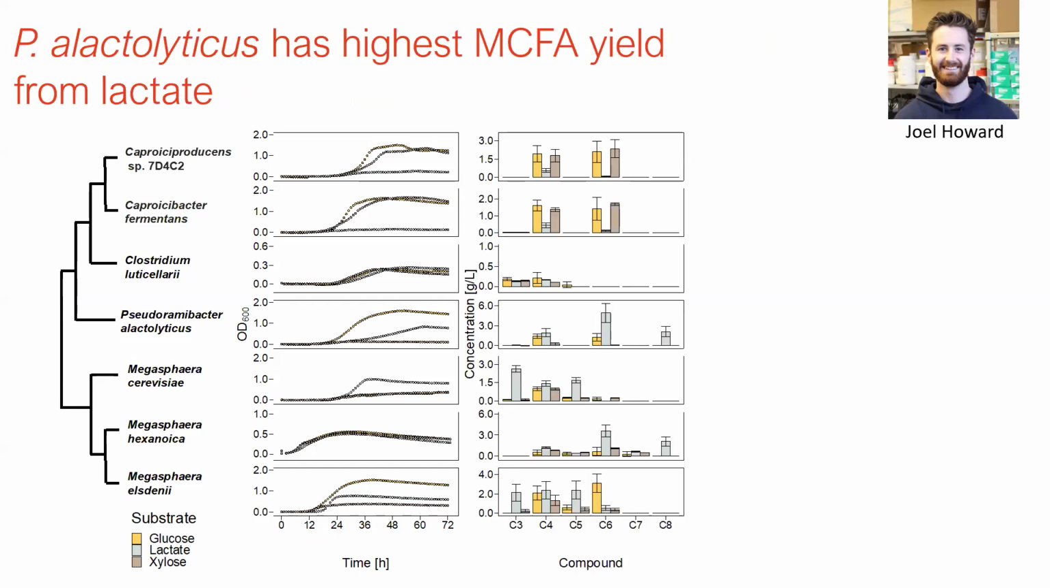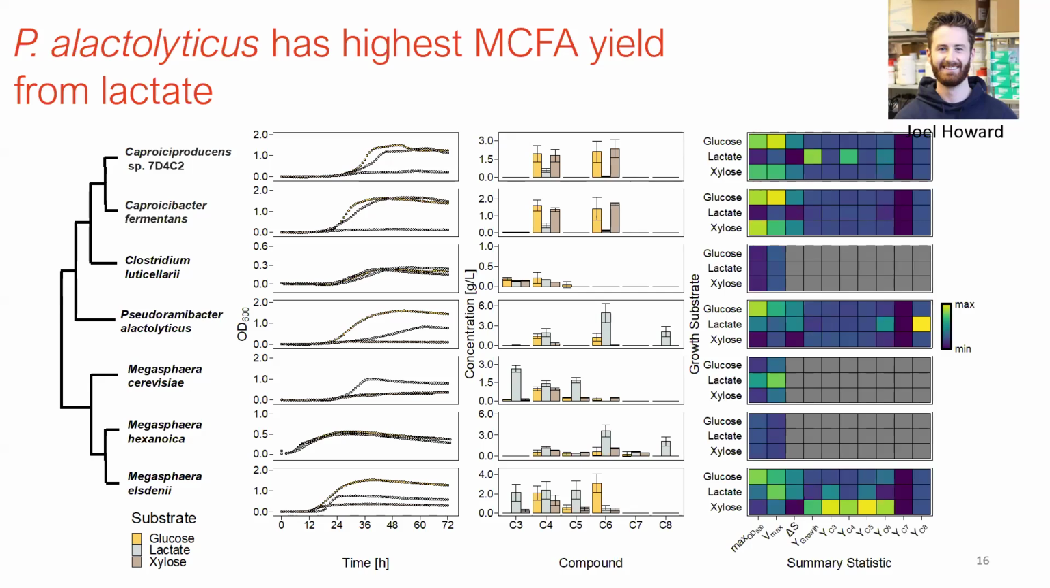And we can also look at their product spectrums, right? So we can see, are they making the MCFA products that we want? Are they making butyrate? What other products are they making using the platform? And this allows us to get key stoichiometric and kinetic parameters that then inform what microbe we might choose when we decide to make our synthetic community.